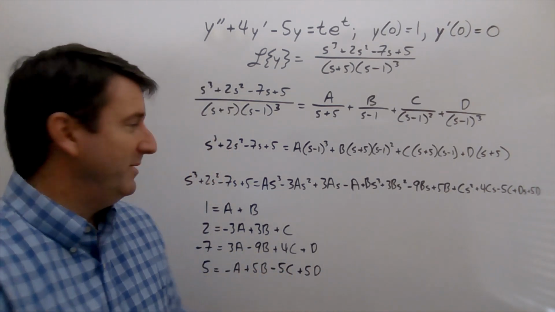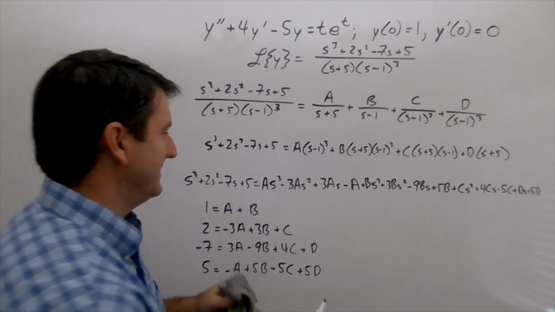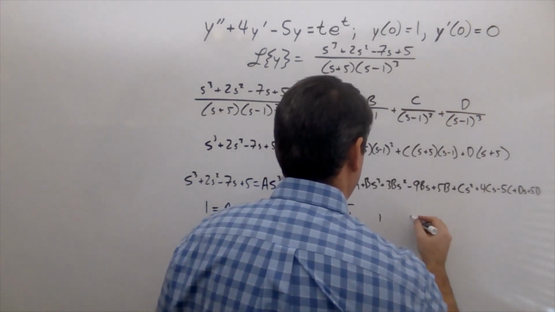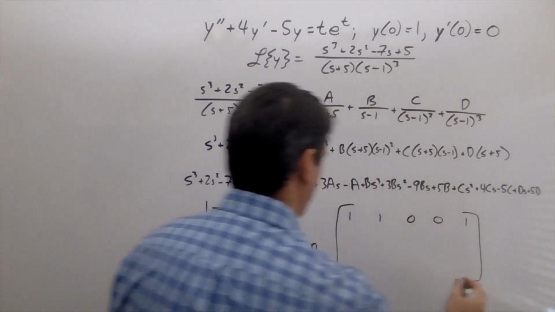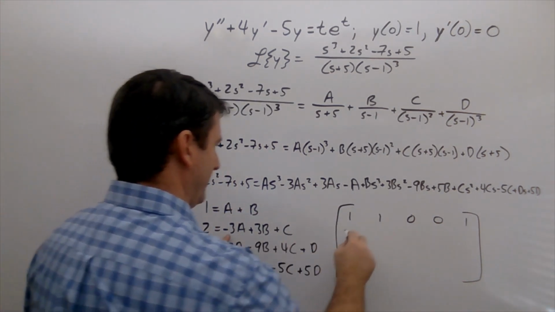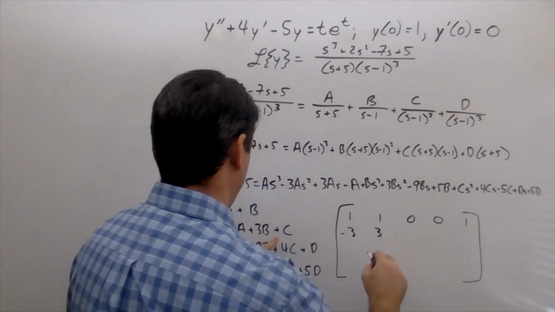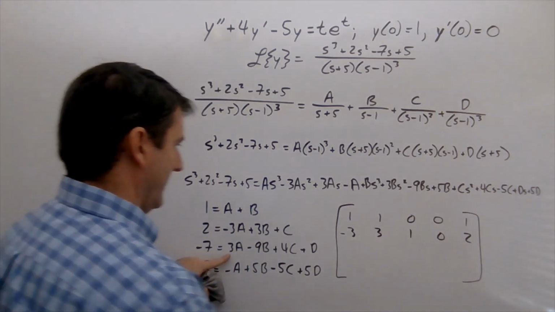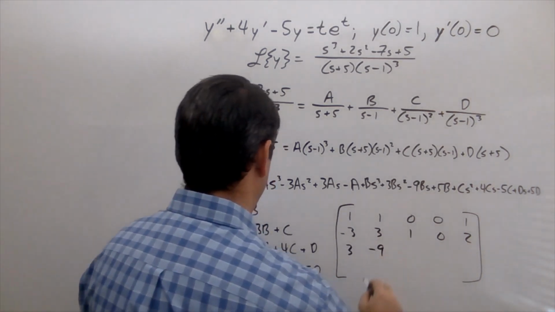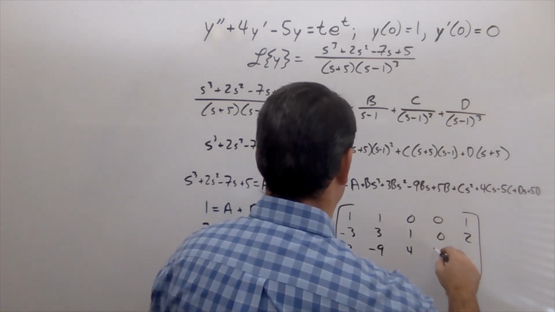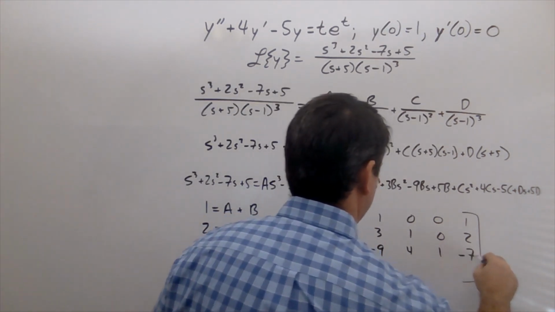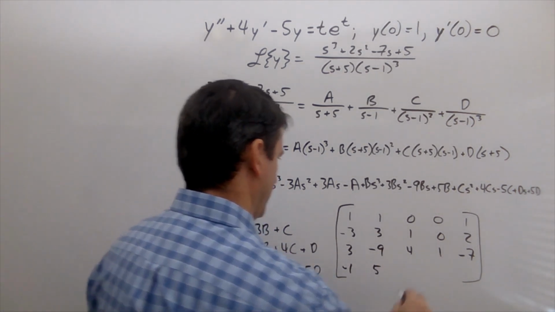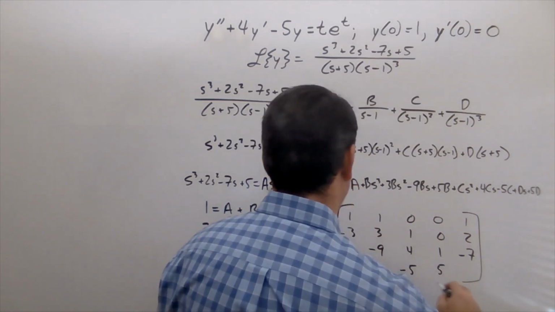Now we just need to solve for A, B, C, and D. And to do that, I'm going to use a matrix. So the first row is going to be 1, 1, 0, 0, and 1. And then the second one is going to be negative 3A plus 3B plus 1C, 0D is equal to 2. Then we've got 3A minus 9B plus 4C plus 1D is equal to negative 7. And negative 1A plus 5B minus 5C plus 5D is equal to 5.